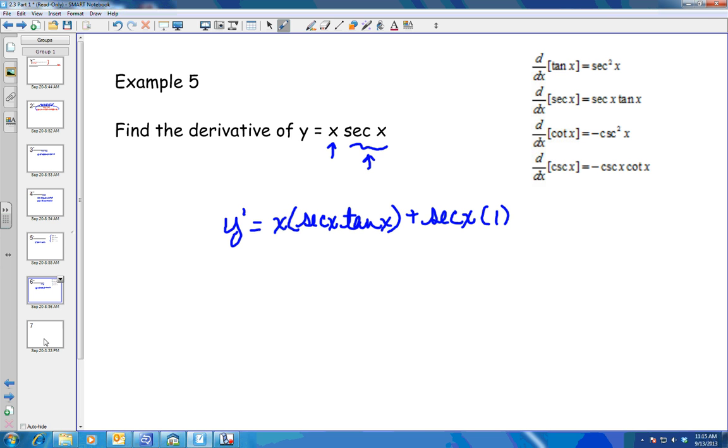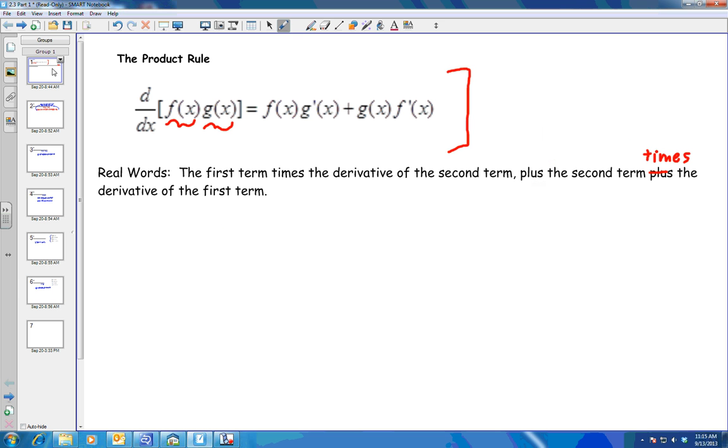All right, so I just wanted to quickly introduce what that product rule was, and we'll go over more examples in class on Monday.